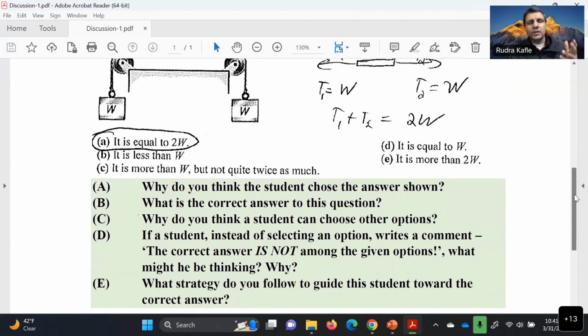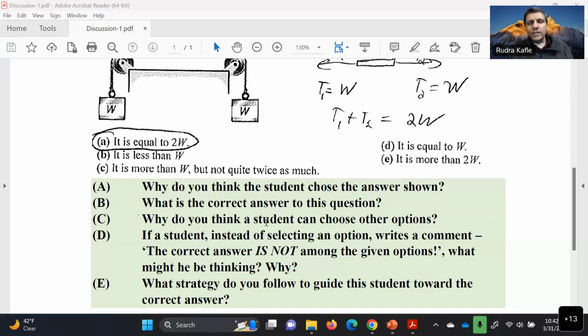For example, why do you think the student chose the answer shown? That is more or less explained by this picture. What is the correct answer to this question? So I ask them to choose the right answer. What do they think? That means, what do the students in my class think?